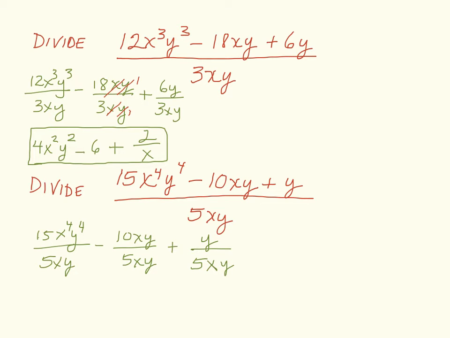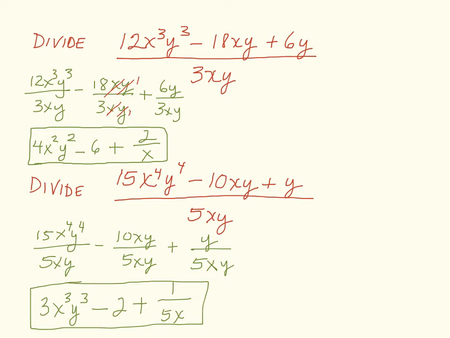So I just rewrote it, and now I'm going to simplify each one. 15 divided by 5 is 3. X to the fourth divided by x is x to the third. Y to the fourth divided by y is y to the third. Minus 10 divided by 5 is 2. The x's cancel, the y's cancel, so it's just 2. Plus, let's see. The y's cancel, so it leaves me a 1 in the numerator, 5 in the denominator, and an x in the denominator. So this is the simplified form of the expression after you divide.